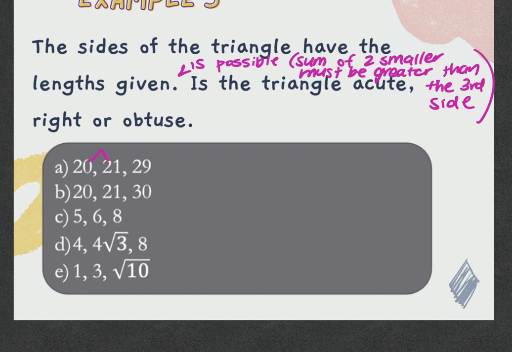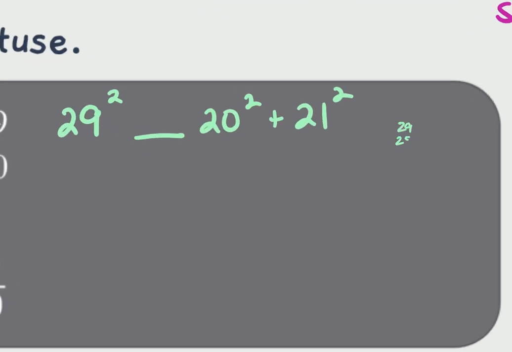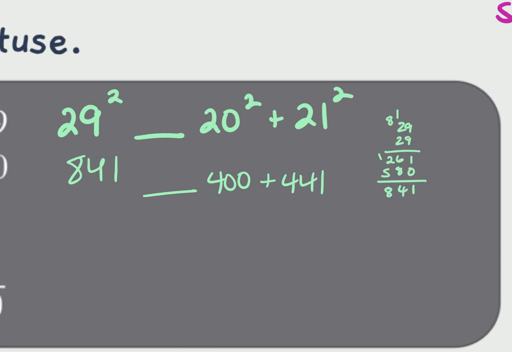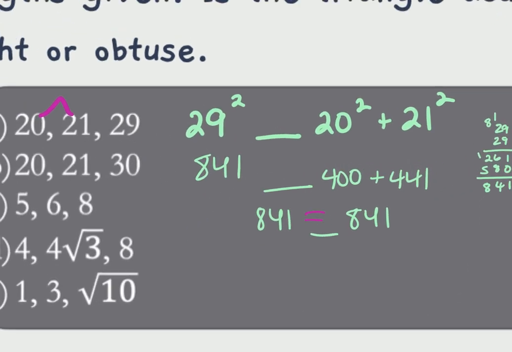Now I've got to classify it. So the bigger one goes first because that would be my C. 29 squared has what relationship to 20 squared plus 21 squared? So 29 times 29. Yes, agreed. 841. And then 20 squared is 400. And 21 squared is 441. So what's the relationship between 841 and 841? They're equal, which makes this a right triangle.